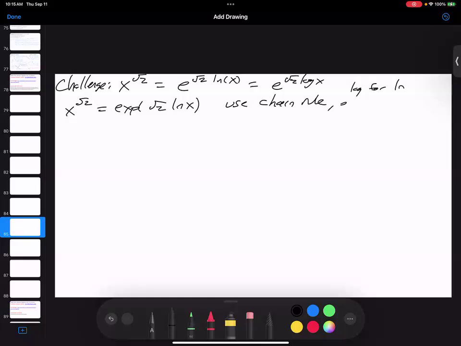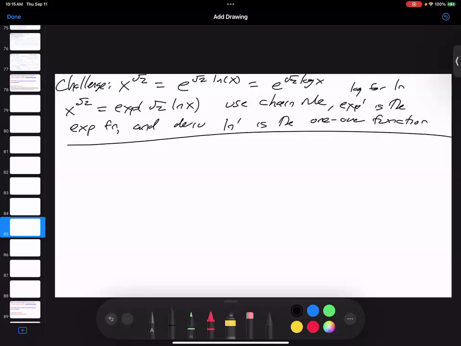And that the derivative of the exponential function is the exponential function, and the derivative of the natural log function is the 1 over function. So leave that for you to think about.